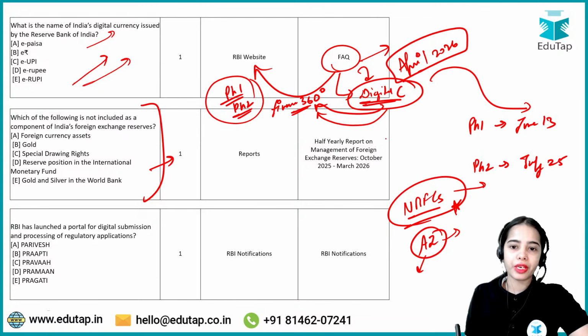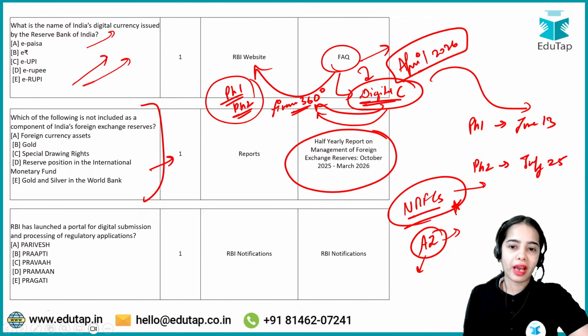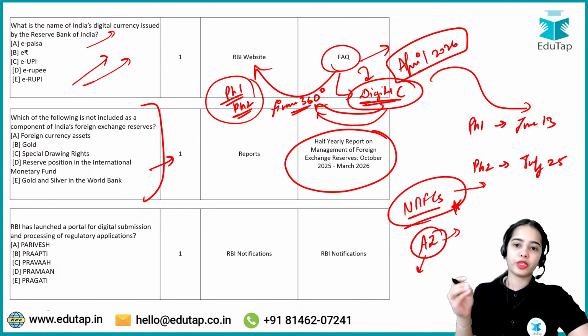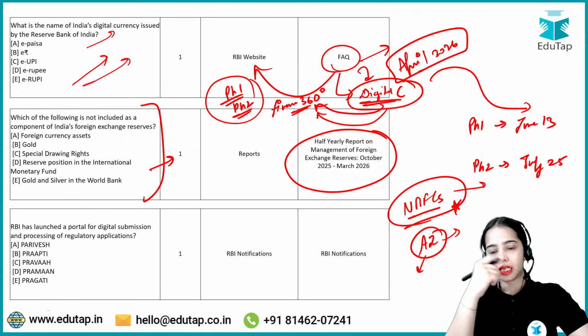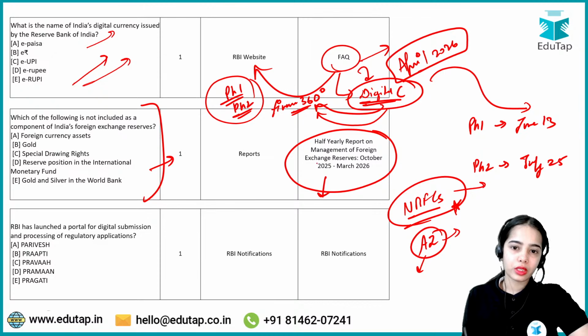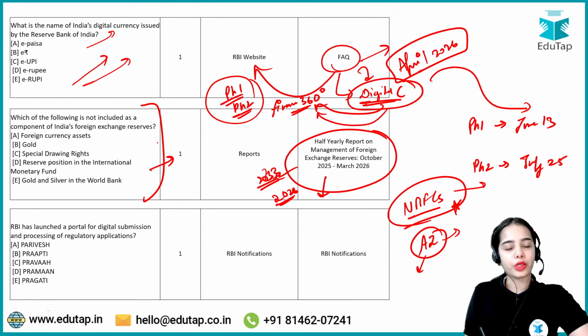The RBI released the half-yearly report on management of foreign exchange reserves, October to March. This was released in April or May, and from this report, in 2023 also a question has come. In 2026 also, you can see that a question has come. This is the RBI report, okay, this is the RBI report.